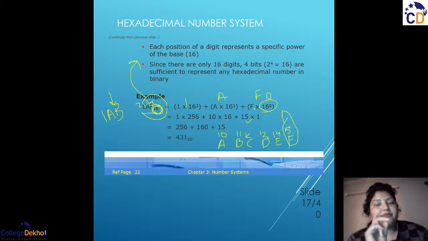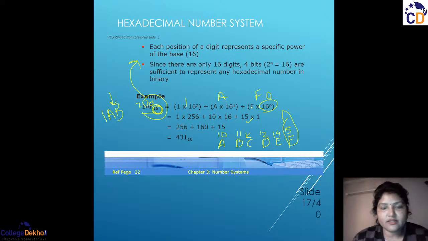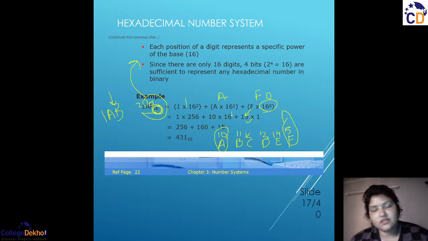We are not multiplying with F1 or 16A or 16B. No, we are not following this part. Basically these numbers start from 10, as in your last number system. So you have F, F is representing 15, and then 16 raised to the power 1, and A is represented as 10. So you have multiplied 10 into 16 raised to the power 1, that is 16 itself.